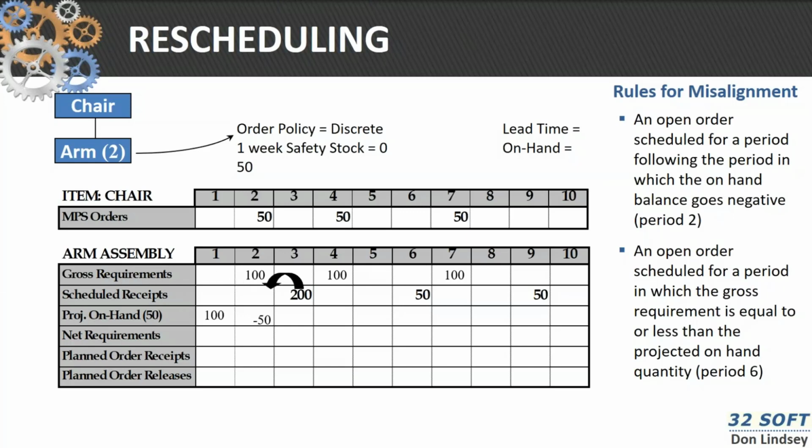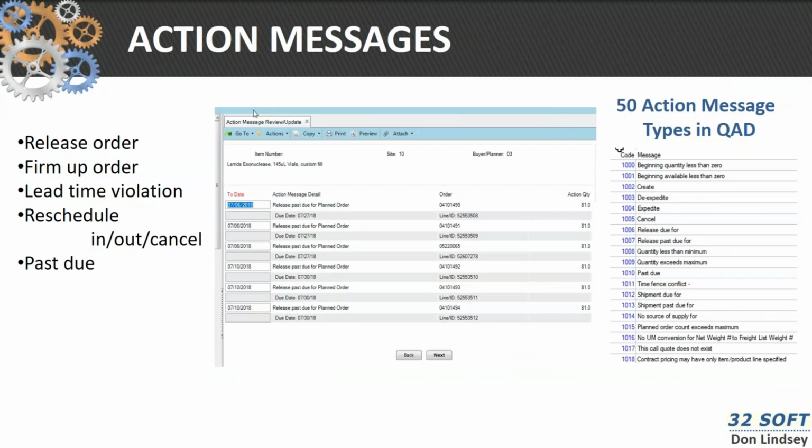So if we go through here, you can see that it's going to tell you to expedite that 200 from period 3 to period 2. That's going to bring me down to here. I have a scheduled receipt of 50 available in period 5, 0 in period 6 as a gross requirement. That means I don't need that, so it's going to tell me to de-expedite that. And I don't have any requirement for this arm assembly out past period 9, so it's going to tell me to cancel that. So those are the rules for misalignment.